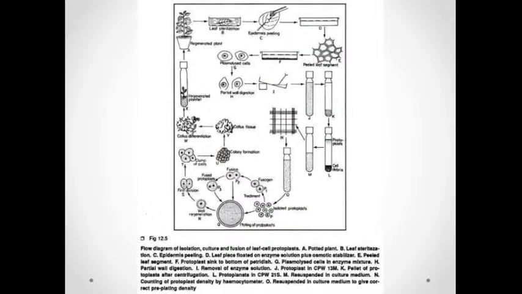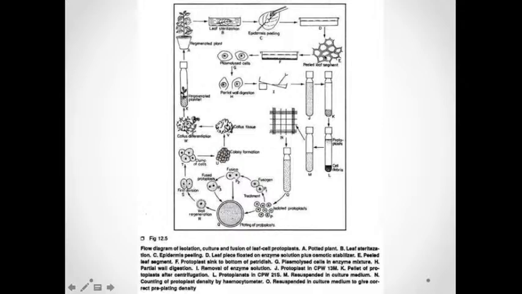So here I'm showing you the isolation, culture and fusion of leaf cell protoplasts in a nice diagram. First, in A you have your potted plants, right? Then in B we sterilize the leaf. Then epidermal peeling, we remove the epidermal layer of the leaf. Then leaf pieces are placed in the enzyme solution plus osmotic stabilizer. We have to maintain the osmotic balance of the culture, so they are placed with enzyme solution plus osmotic stabilizer.